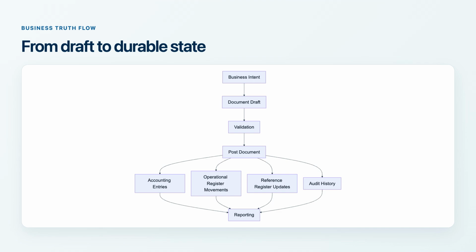A business process starts with intent, for example, a lease, an invoice, a payment, or a charge. That intent is captured as a document draft. The platform validates the document using metadata and business rules. When the document is posted, it produces durable effects: accounting entries, operational register movements, reference register updates, and audit history. Reports do not rely on fragile UI state. They read from durable business truth.